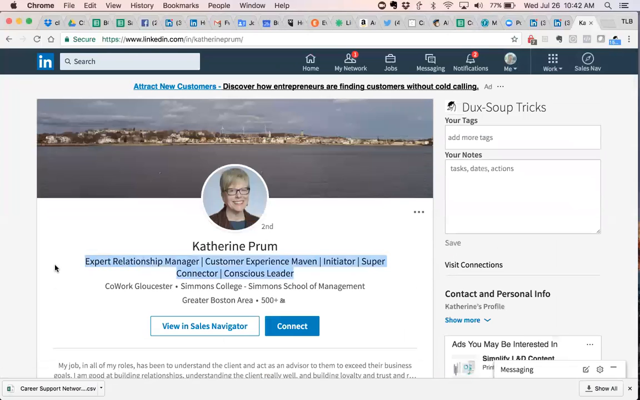Yes. Okay. So here's my suggestion, Catherine. You're sharing lots of attributes. You don't need to share attributes. You don't need to share accolades. Tell me what you do. If you're all about relationship management and customer experience, if you're all about connecting, tell me, use those words in regards to how you can create value. I mean, what's your goal as an expert relationship manager? What's your purpose as a customer experience maven? How does being an initiator and a conscious leader create value?